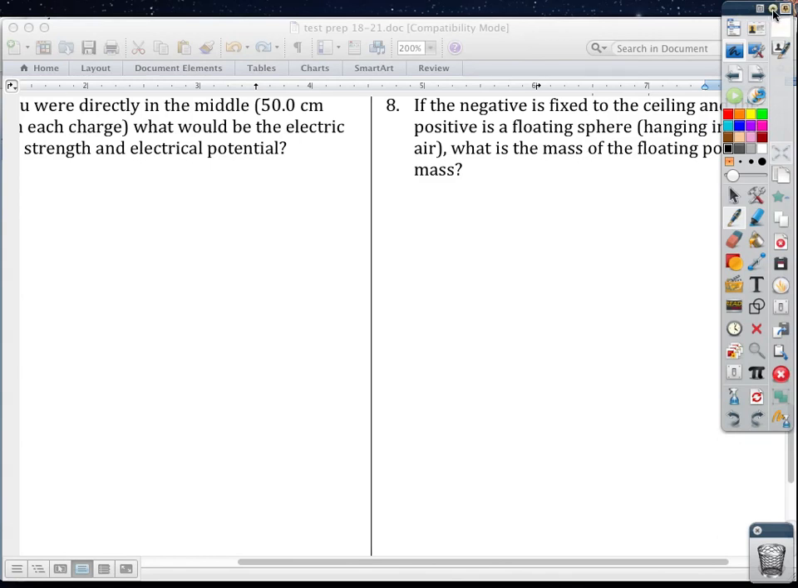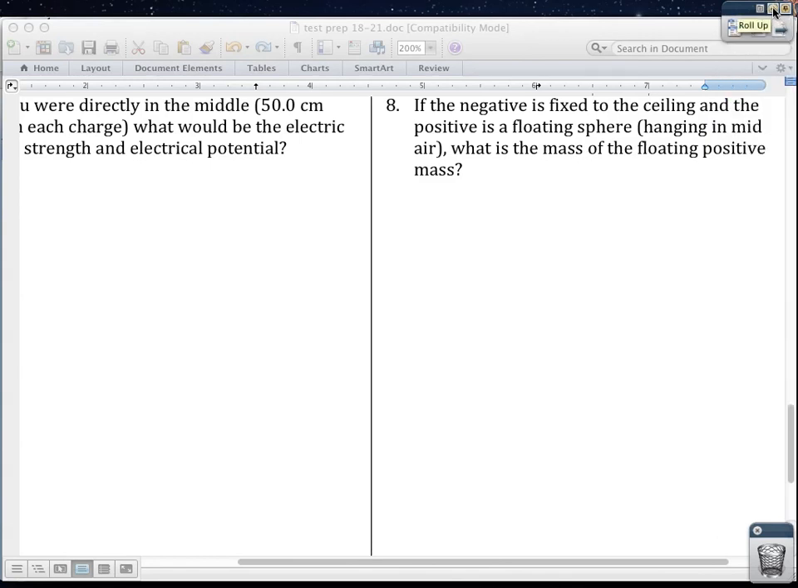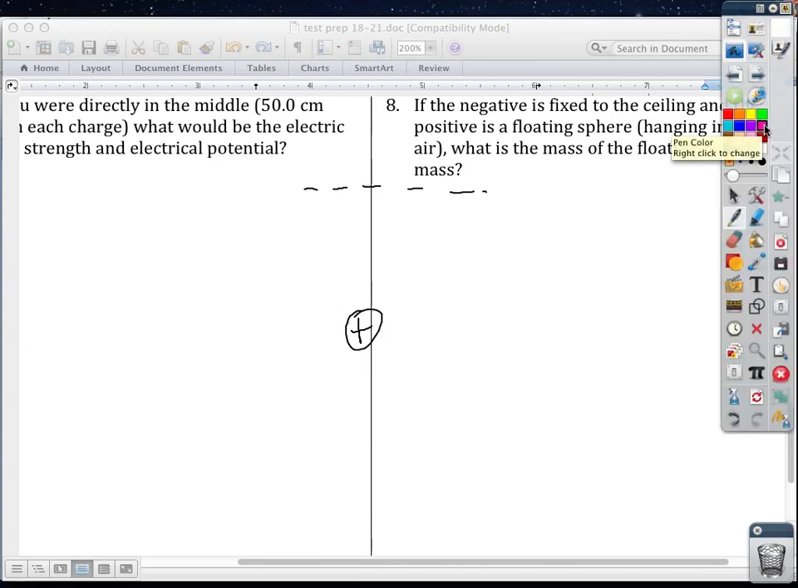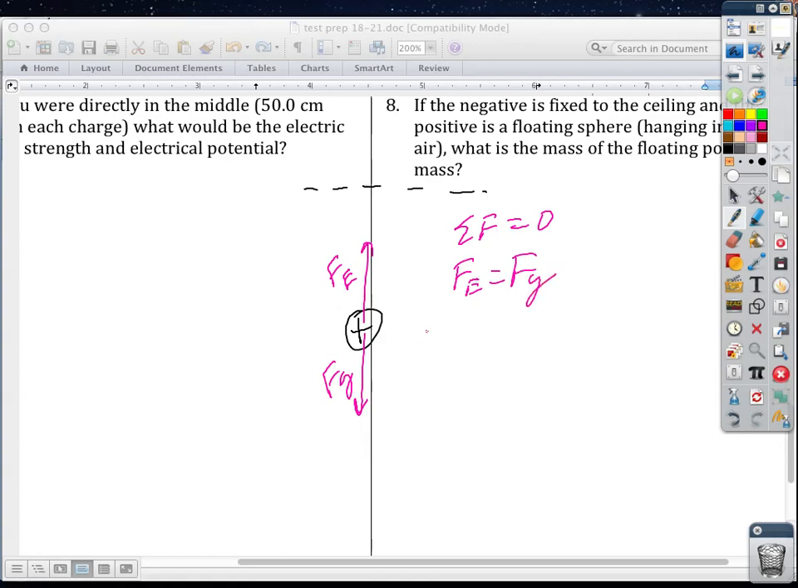Okay. If the negative is fixed to the ceiling and the positive is a floating sphere, so we have a negative ceiling and a ball that's positive, what is the mass of the floating positive? Something's floating there, so what do I have to do? Force diagram. This is F sub G, this is F sub E, the electric force. Sum of the forces equals 0, Fe equals Fg. Fe is kQ1Q2 over r squared, that equals mg. So I just divide both sides by g, and I solve for my answer.